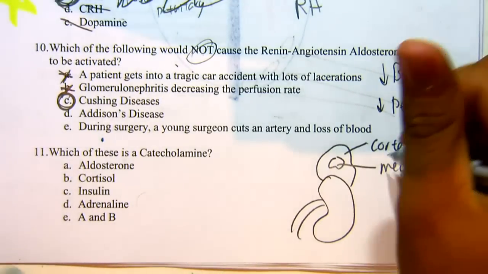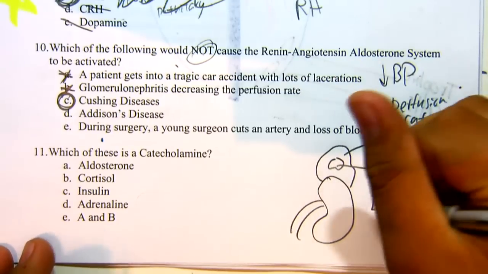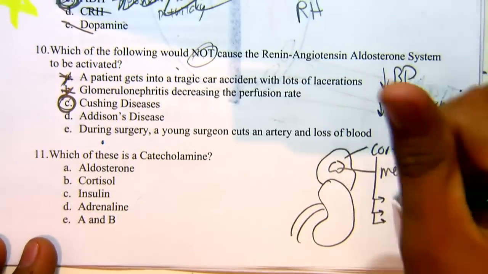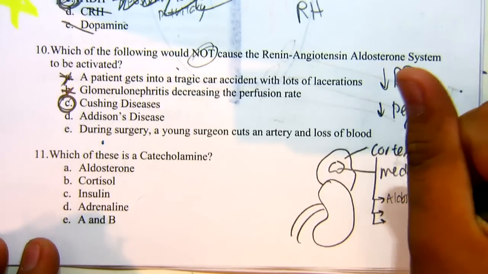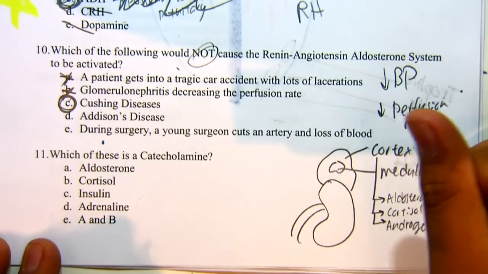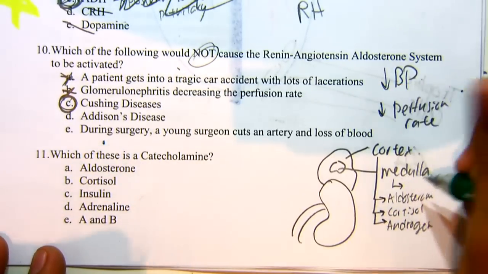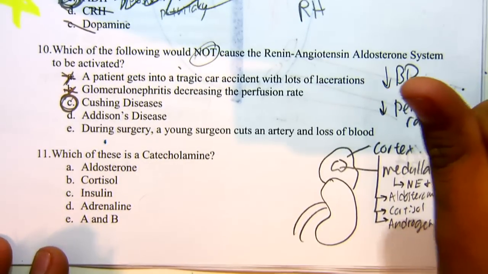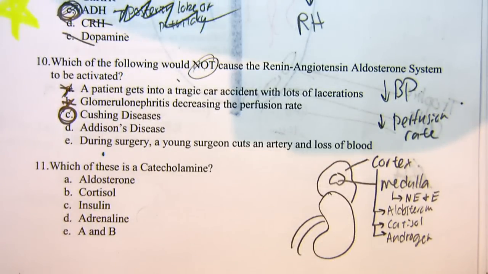So our cortex is going to secrete what? And then the medulla is going to go ahead and secrete what? Good job. Norepinephrine and epinephrine. With norepinephrine, you could switch it with adrenaline, right? So noradrenaline would be norepinephrine, and then adrenaline would be epinephrine. Yeah, so don't forget that.